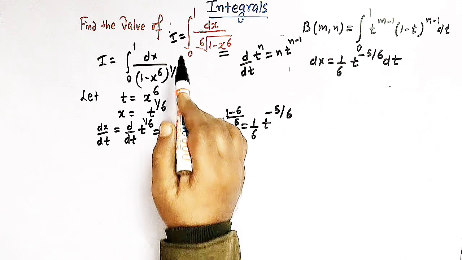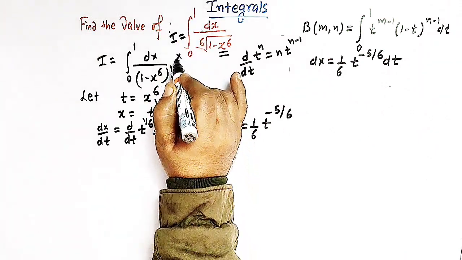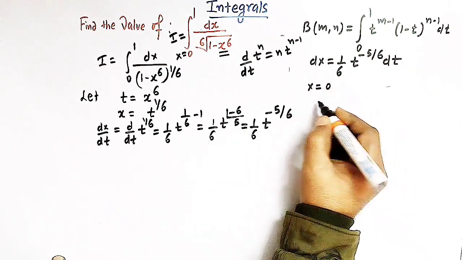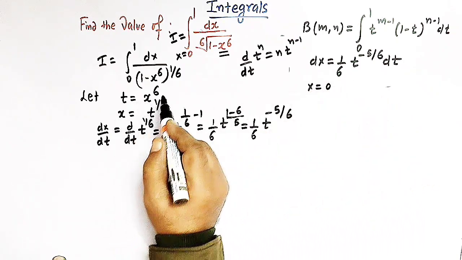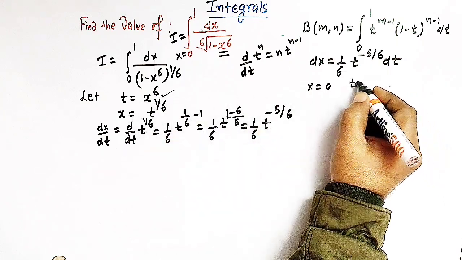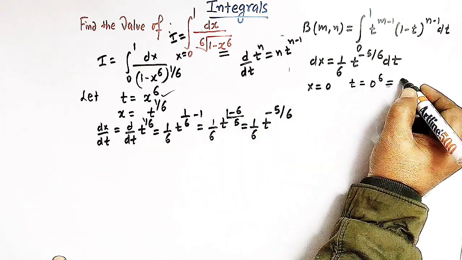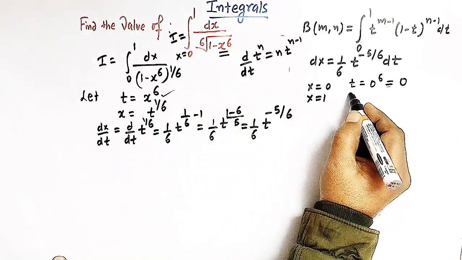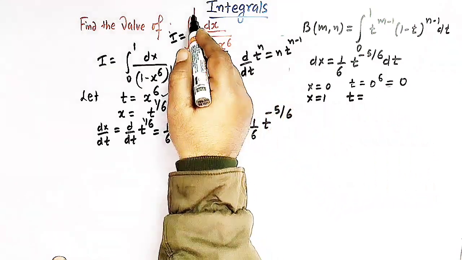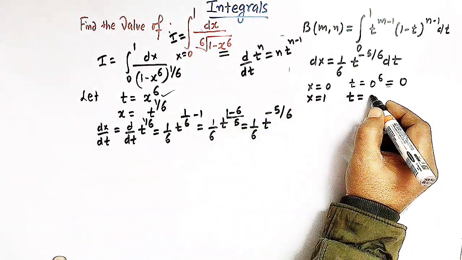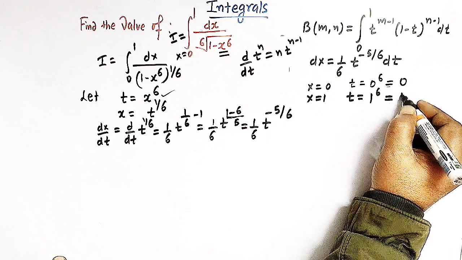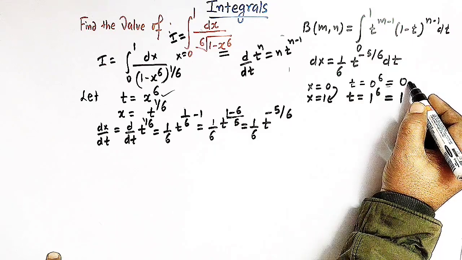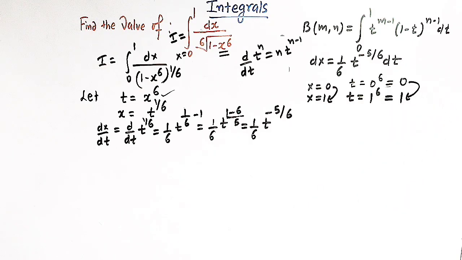Now let us change the limits accordingly. So here x varies from 0 to 1. When x is equal to 0, the value of t can be obtained from this relation, so we have t is equal to 0 raised to 6, that is simply 0. And when x is equal to 1, then we have t is equal to 1 raised to 6, that is simply 1. So when x varies from 0 to 1, then t varies from 0 to 1.